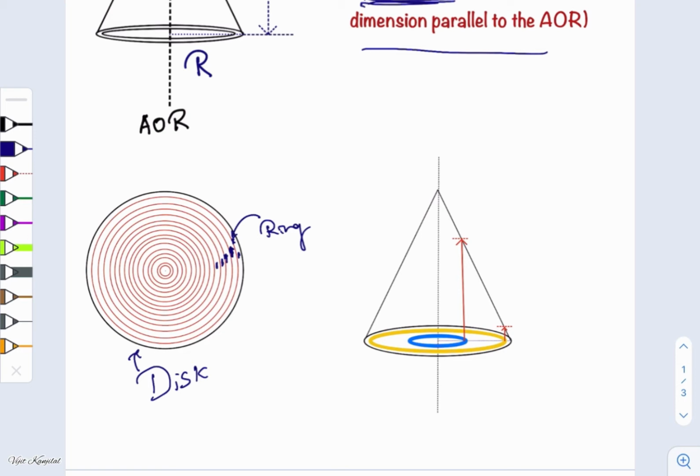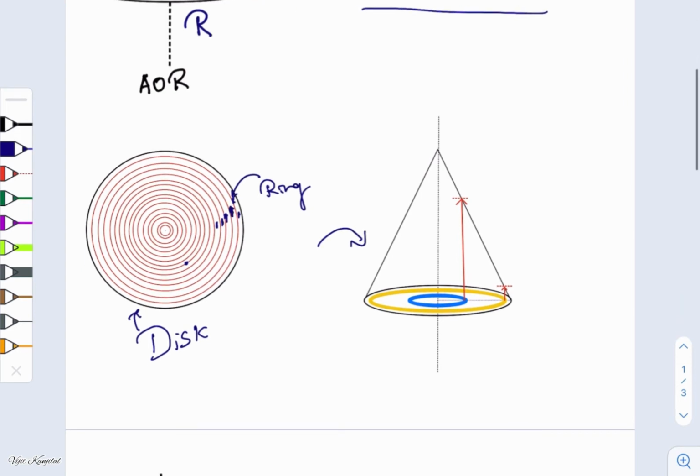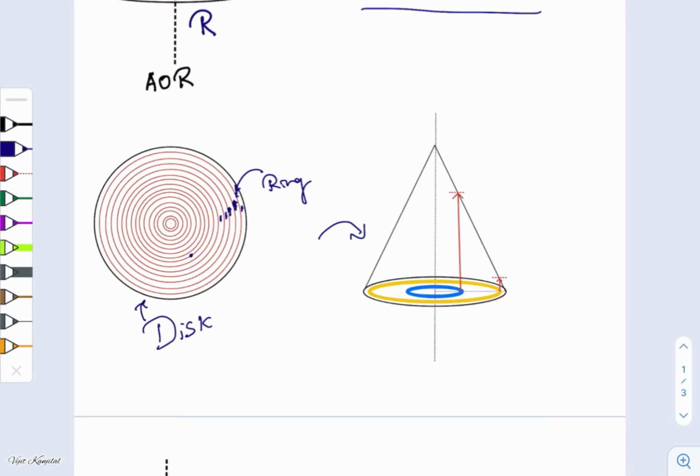Now what we do is we select a particular strip, let's say this one, and we put it at a particular height. Let us try to understand with the help of this figure. First let us consider this blue ring. We take this blue ring and we lift it up to this particular height. Again we select another ring, and we lift it up to another particular height.